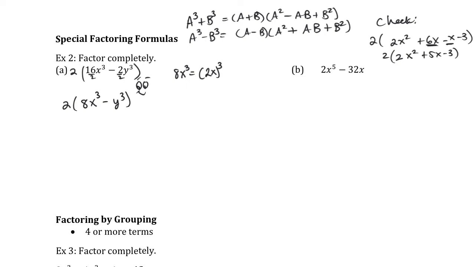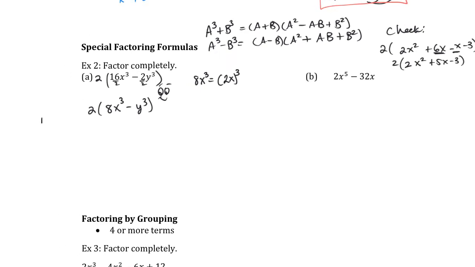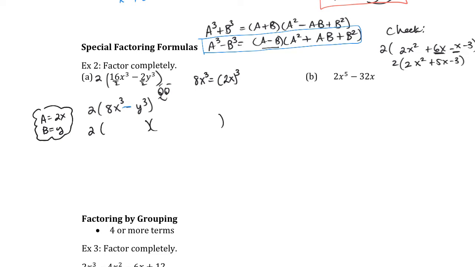Okay, so in this problem, I'm going to have my a be 2x, and my b is y. And then I'm just going to go through and choose the correct formula to use. I'm going to use that one because we have subtraction in our binomial there. Okay, so here we go, copying down the 2. And now this, we need to write a minus b. So a in this problem is 2x minus b, and b in this problem is y.